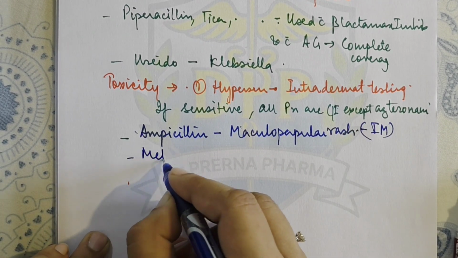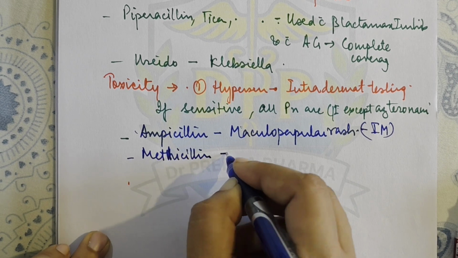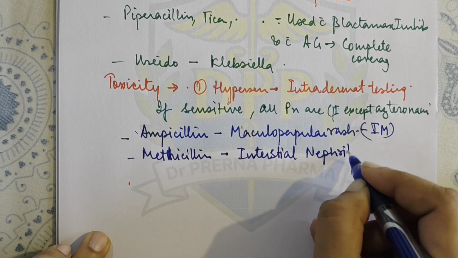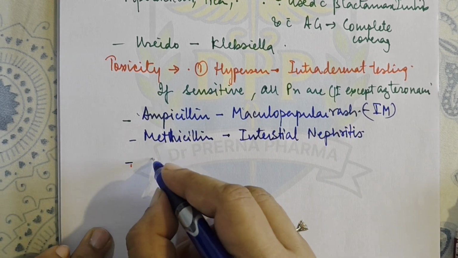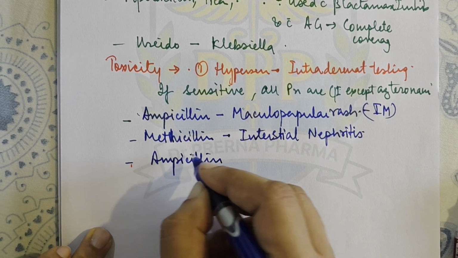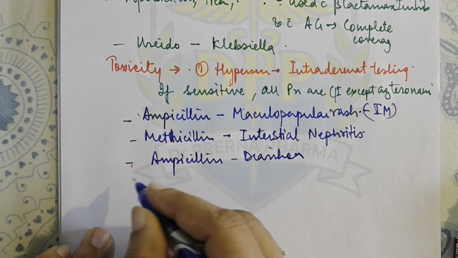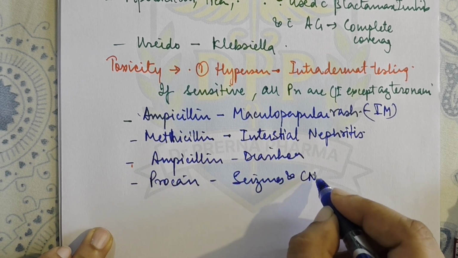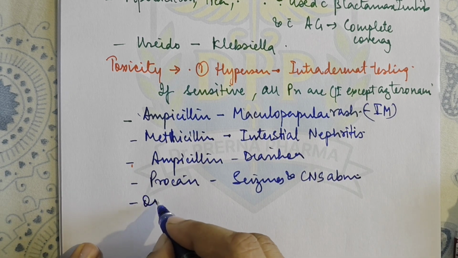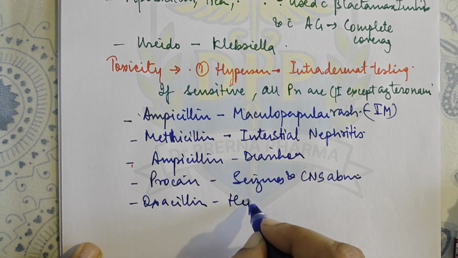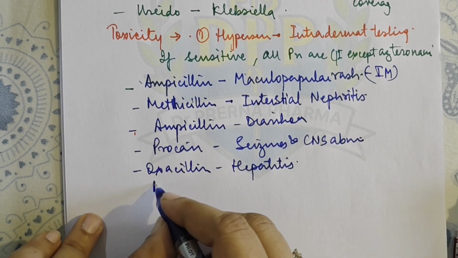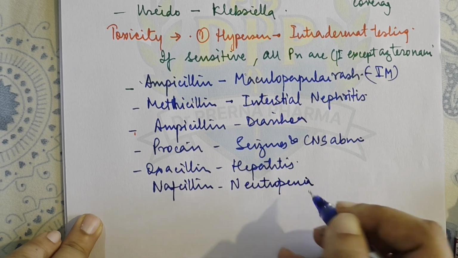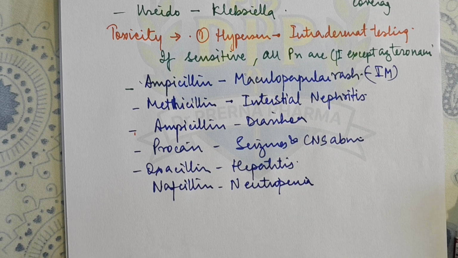Then methicillin can cause interstitial nephritis. Ampicillin causes diarrhea. Procaine penicillin results in seizures and CNS abnormalities. Oxacillin causes hepatitis. Nafcillin causes neutropenia. So these are the various toxicities of penicillins.